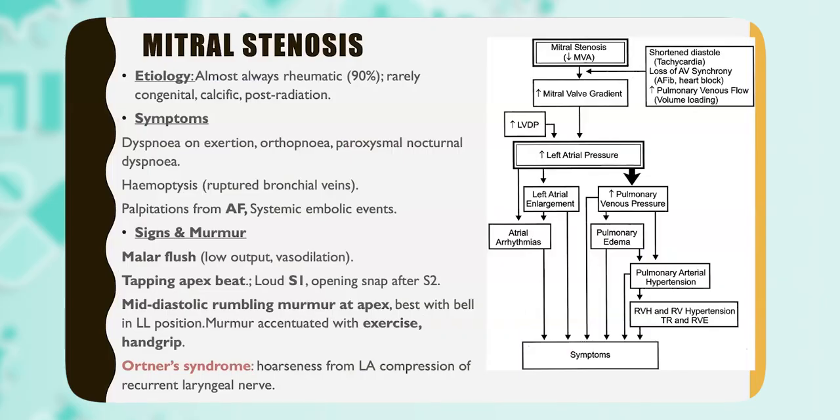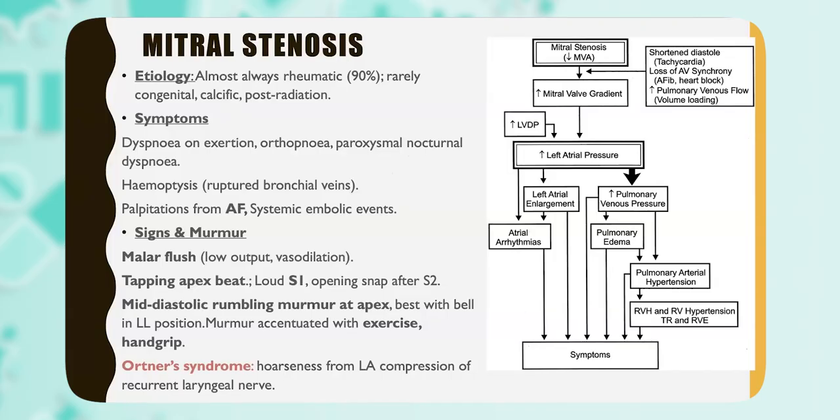Mitral stenosis is almost always rheumatic in 90% of the cases, rarely congenital. Sometimes in older people, we'll have calcific, which is also called mitral annular calcification, and sometimes it is in post-radiation cases. It's one of the commonest cases in the PACES exam as well. Symptoms are dyspnea on exertion, orthopnea, paroxysmal nocturnal dyspnea, hemoptysis, and palpitations from atrial fibrillation and systemic embolic events.